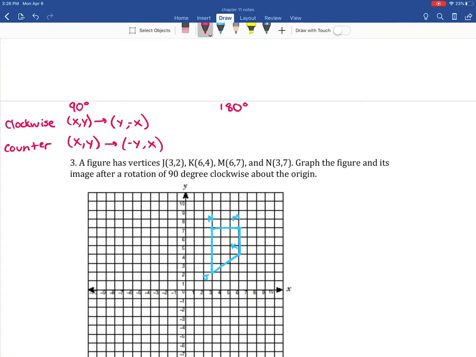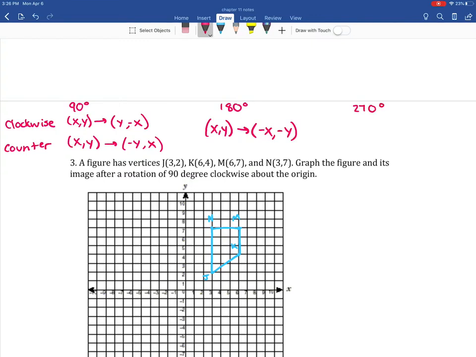180 degrees. Remember we said this is the only rotation that's the same whether you go clockwise or counterclockwise. So for both of these, you're going to take your (x, y) and they both switch signs. So if they were negative, they're now positive. If they were positive, they're now negative.